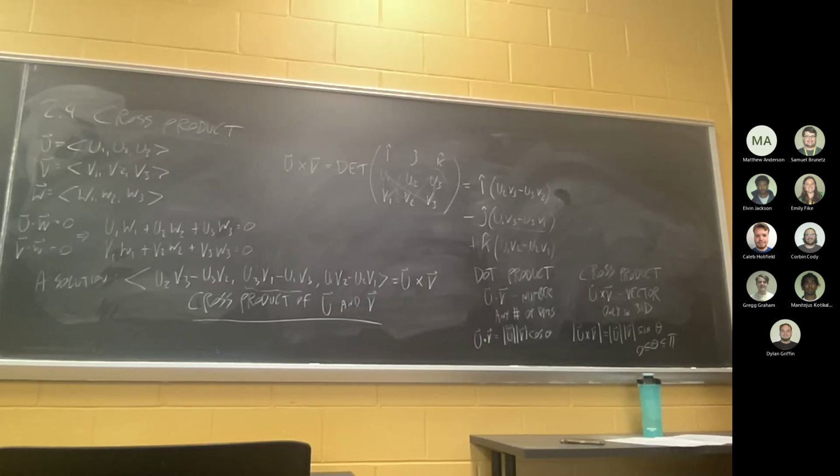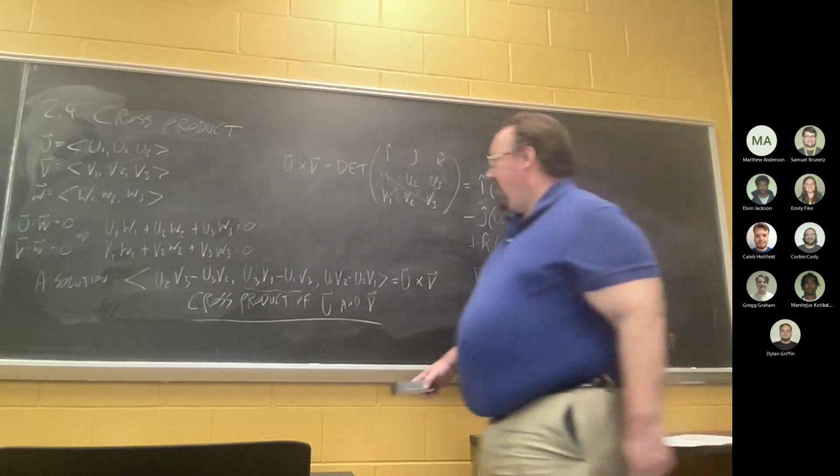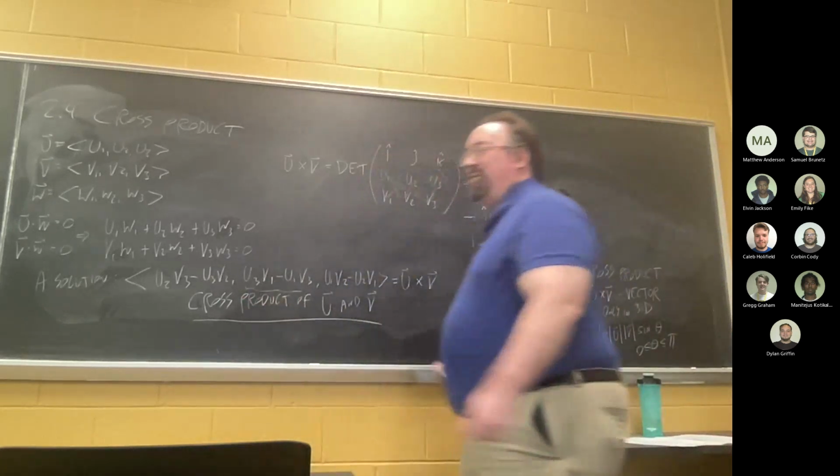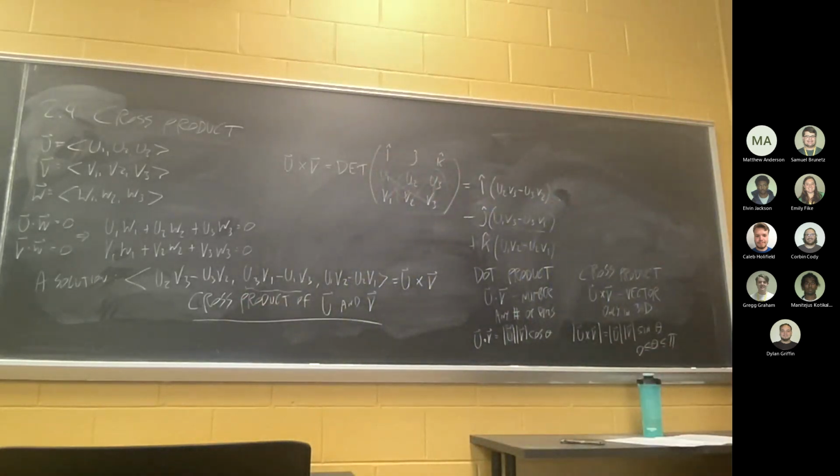Of course, just using this formula does it for you. That gives you the vector that's orthogonal to both U and V, has its magnitude, and honors the right hand rule.